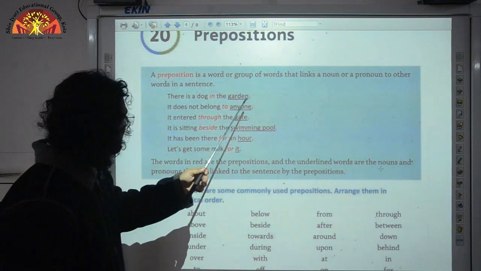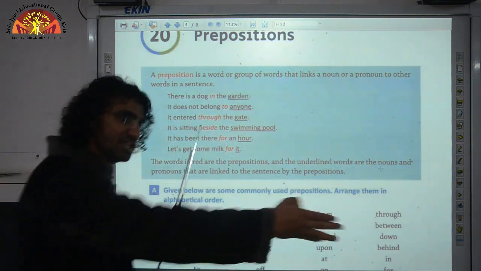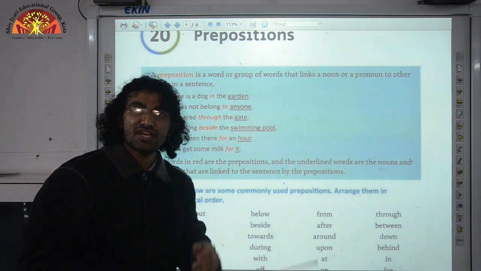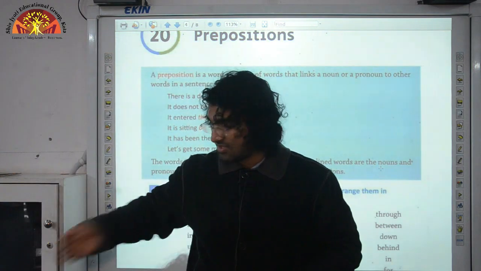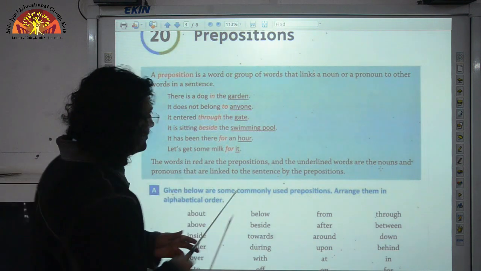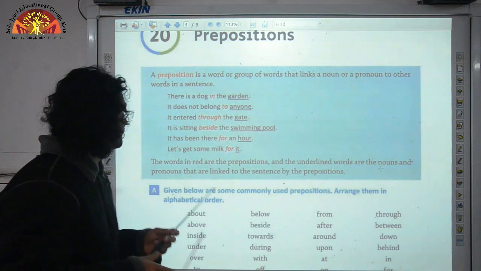There is a dog in the garden. It does not belong to anyone. It entered through the gate. It is sitting beside the swimming pool. He is standing beside me. It has been there for an hour. This session has been going for 15 minutes now.